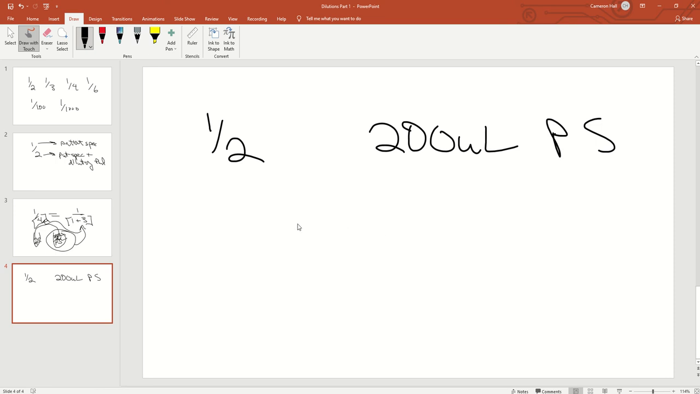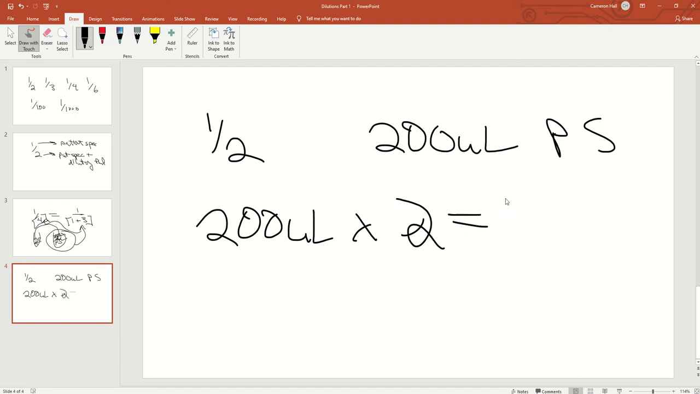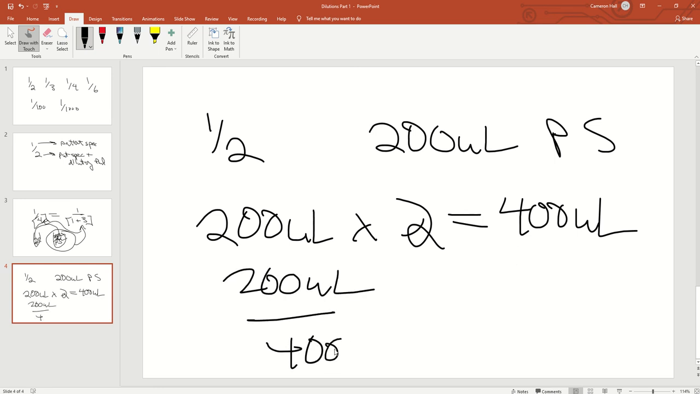A common mistake people will make is they'll say, "Oh, I need to just multiply by 2." They'll be like, "Oh, okay, that's easy. 200 microliters patient specimen times 2 equals 400 microliters." And they're like, "Oh, okay, that's how much diluting fluid I need to add." And they'll be like, "Oh, am I right? Okay, 200 microliters over 400. Okay, 1/2."